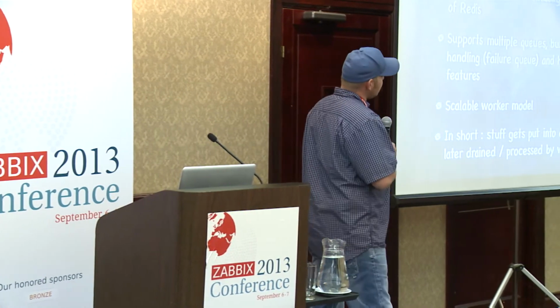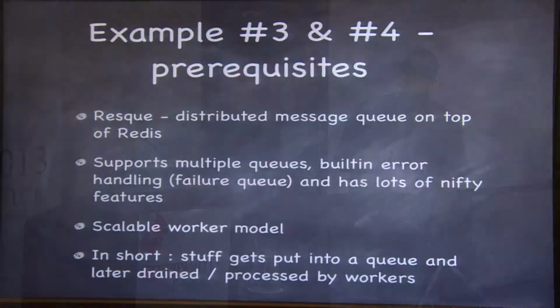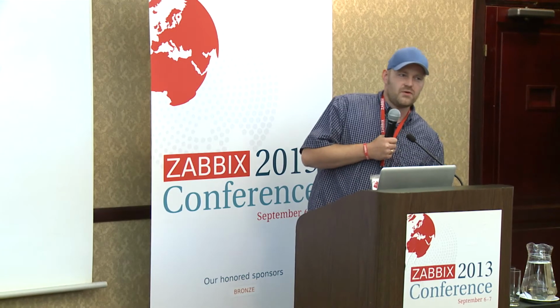For the next two examples, we need to briefly discuss a bit of shared infrastructure. We have a distributed message queue, which is called Resque. It's a product that comes out of GitHub. It's really neat. If you don't know it, and if you're into Ruby, check it out. There's a PHP version of it as well. Basically, it allows you to stuff objects into a queue and fetch them and process them later.